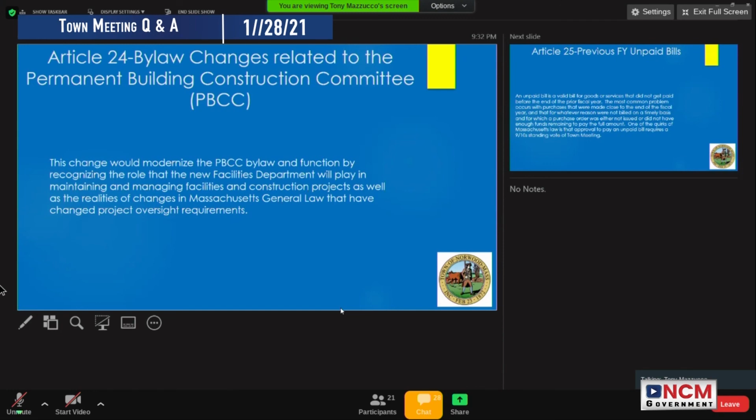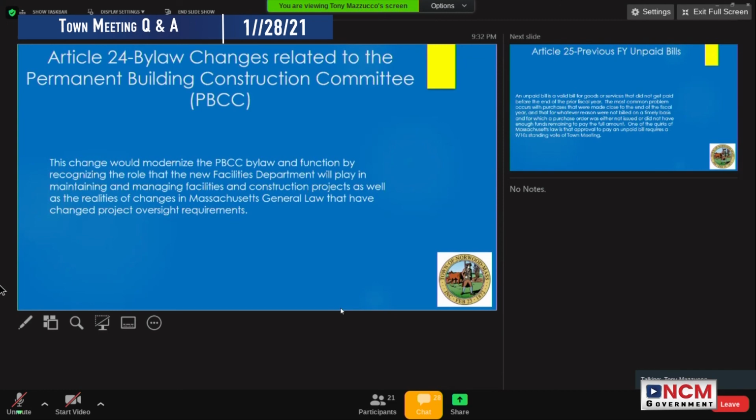What's happened with the PBCC in the last 10 years is the town really hasn't built that many new buildings. You know, we had the DPW building, we had the bathhouse, but mostly what we're doing are renovation projects. And some of them are relatively small scale that you normally wouldn't put to a building committee, like a roof on a building, especially when you have to pay $100,000 to hire a project manager and items like that. The next large building that we're going to construct, really not sure.